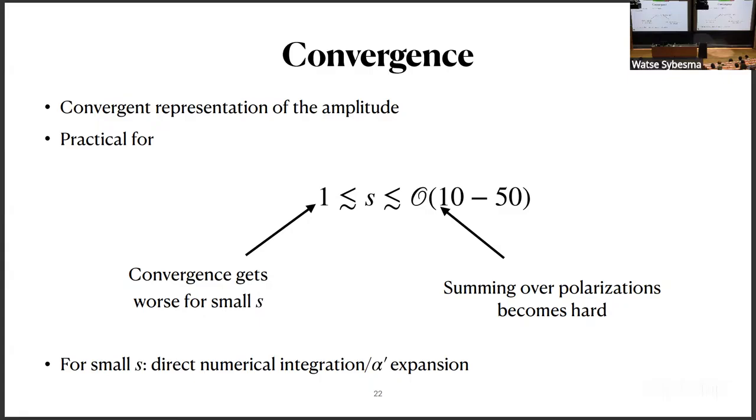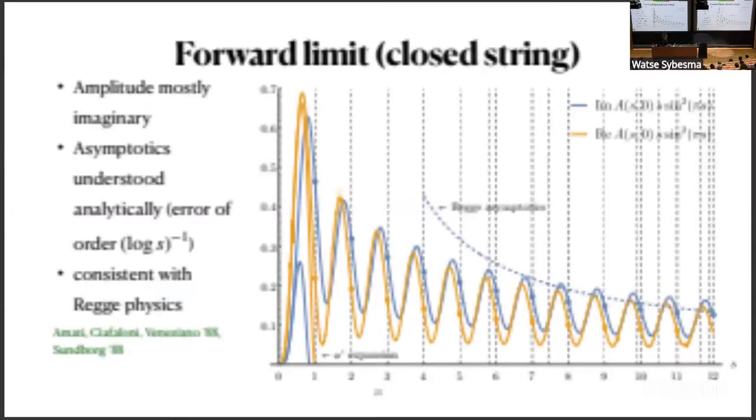Although one thing I should point out is that I've been mostly complaining about this cancellation if you do the direct numerical integration, which happens at large s. For small s, it's not really a problem. You can just directly integrate the amplitude and you get pretty good results. And of course, there's the alpha prime expansion.